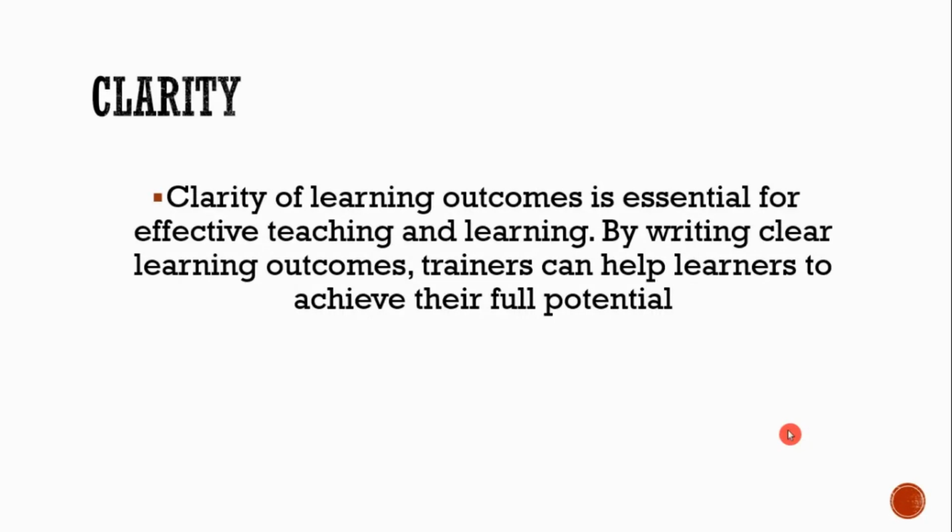We talked about clear, measurable learning outcomes. So the clarity that we're talking about is an essential component of learning outcomes for effective teaching and learning. So all our learning outcomes need to be very clear as per what the industry requires. By writing clear learning outcomes, trainers can help learners to achieve their full potential. So it's very important you get it right during development of occupational standards.